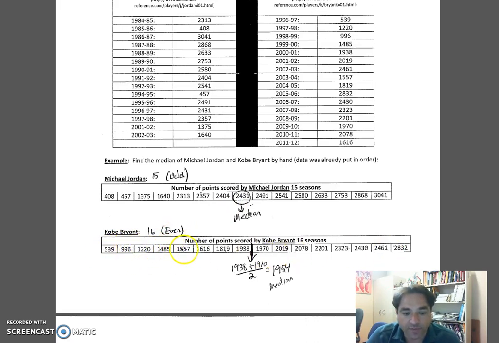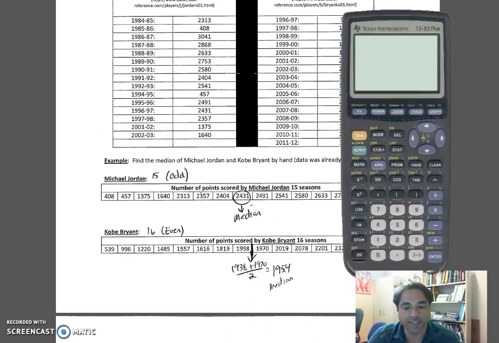When we have an even number like 16, we're going to count 8. 1, 2, 3, 4, 5, 6, 7, 8. 1, 2, 3, 4, 5, 6, 7, 8. So it's between these two values. So we would add them up, divide by 2, take the average of the two, and get a median of 1,954. Remember, we can check all this in the calculator.